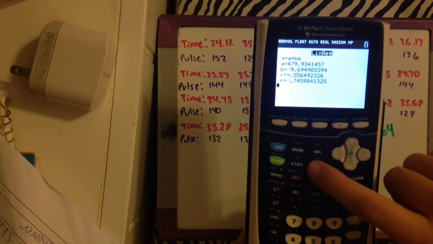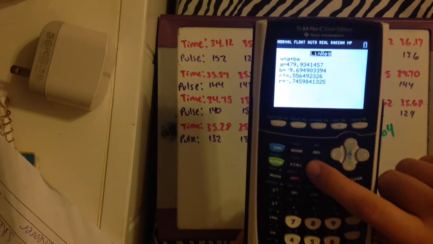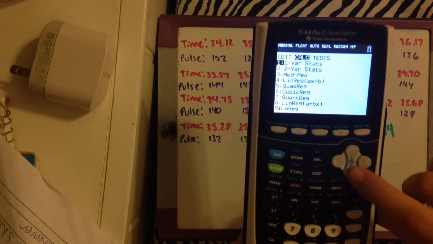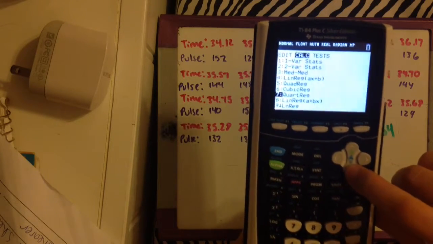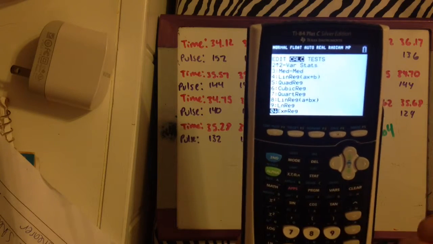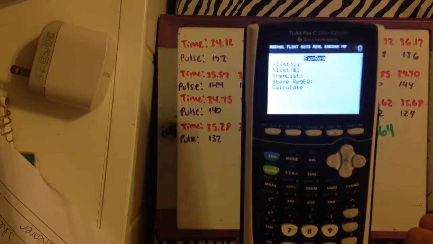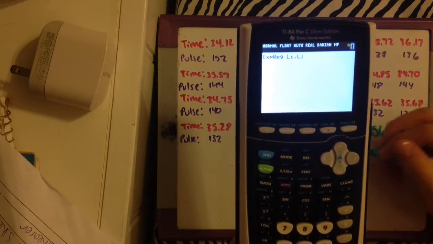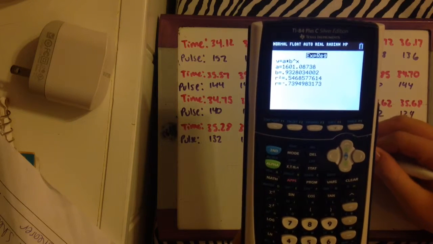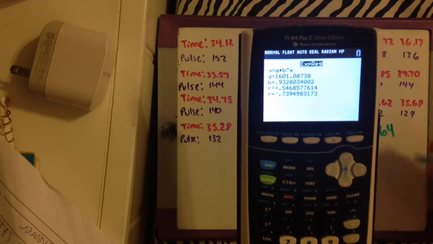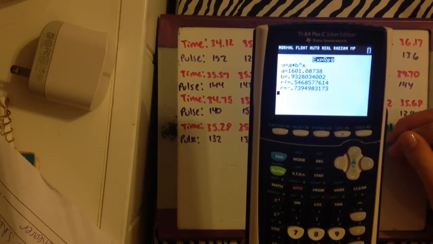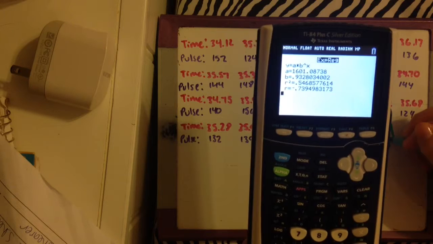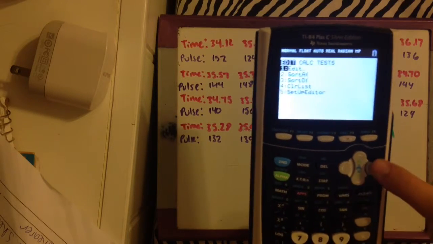Then we want to make sure the linear model is the best. So we're going to go to the other models, Stat, Calc. We're going to go down to Exponential, Calculate, and Exponential was an R squared of 0.5468. Alright, let's try the power one.